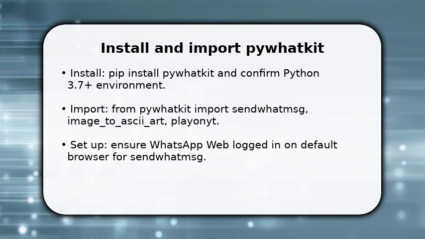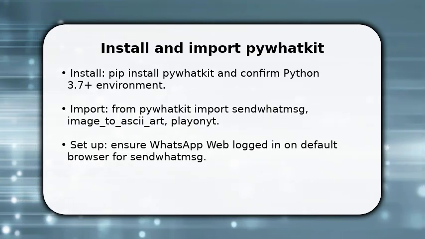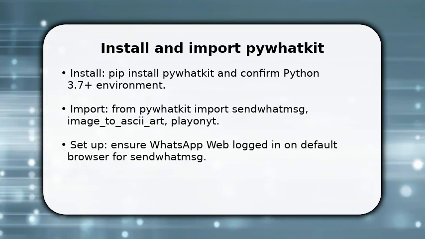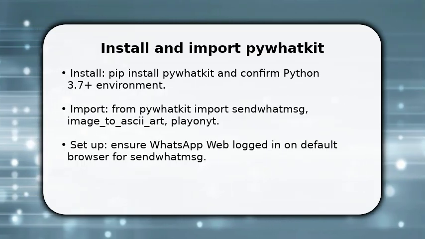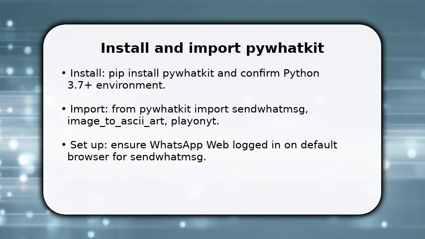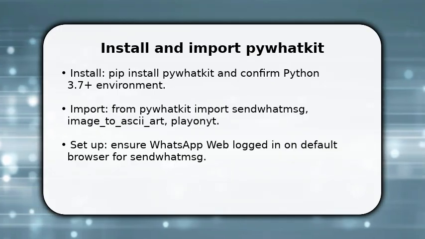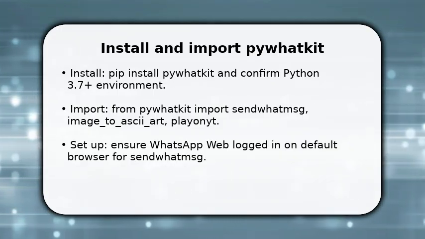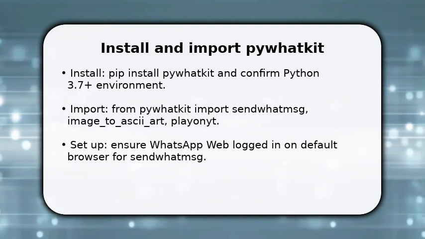Make sure you have WhatsApp Web logged into the browser you'll use. The sendwhatmsg function automates a tab, so being logged in prevents manual steps. Also test a simple non-blocking import to catch installation errors before proceeding to message or media functions.